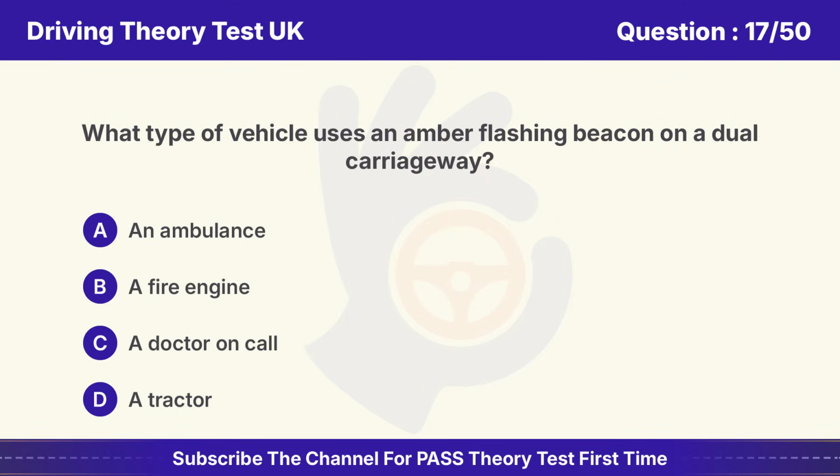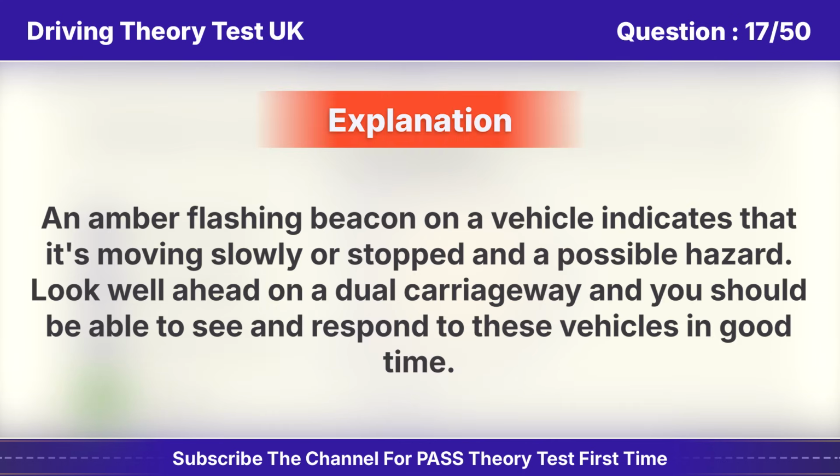Question 17. What type of vehicle uses an amber flashing beacon on a dual carriageway? Answer is D. A tractor. An amber flashing beacon on a vehicle indicates that it's moving slowly or stopped and a possible hazard. Look well ahead on a dual carriageway and you should be able to see and respond to these vehicles in good time.